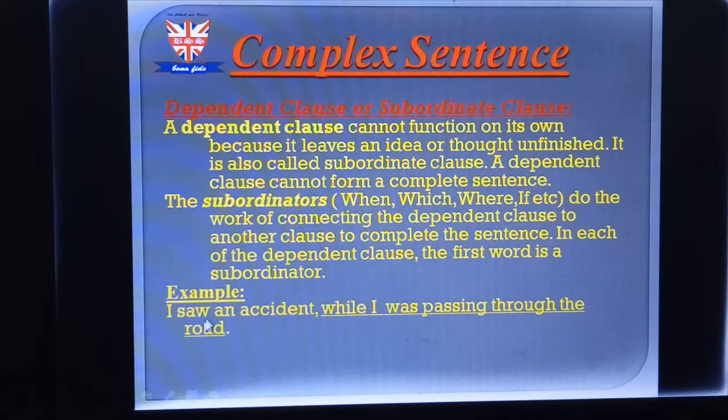So look at the example now. I saw an accident while I was passing through the road. Look at the second part of the sentence: while I was passing through the road. If I would say I was passing through the road, that would be a complete sentence or principal clause. As I have added while, it has become a dependent clause. And this part of the sentence is depending on the other part, I saw an accident. So this sentence is called a complex sentence.